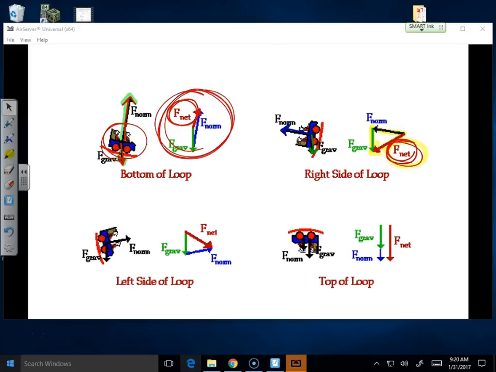And at the top, well, the top is kind of easy. We'll skip the third one, which is kind of like the second one. But when we go to the top of the loop, just as an example of that, what forces do we have? Well, they're all kind of pulling down.